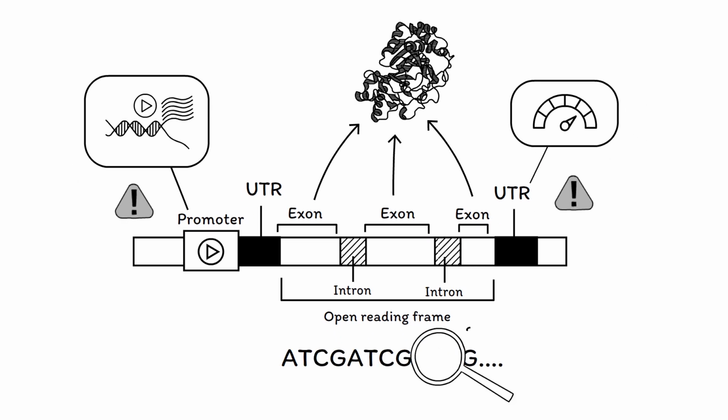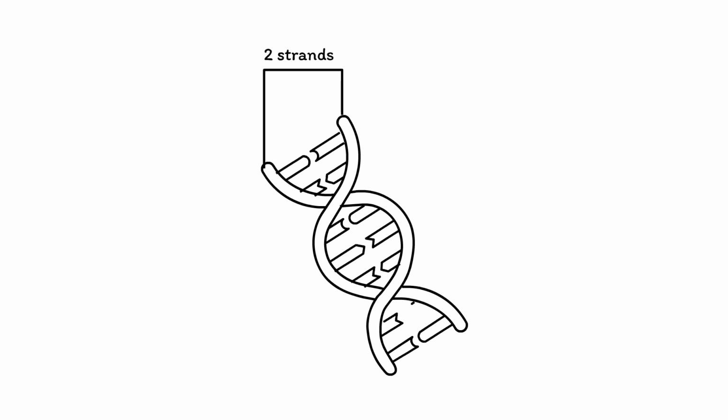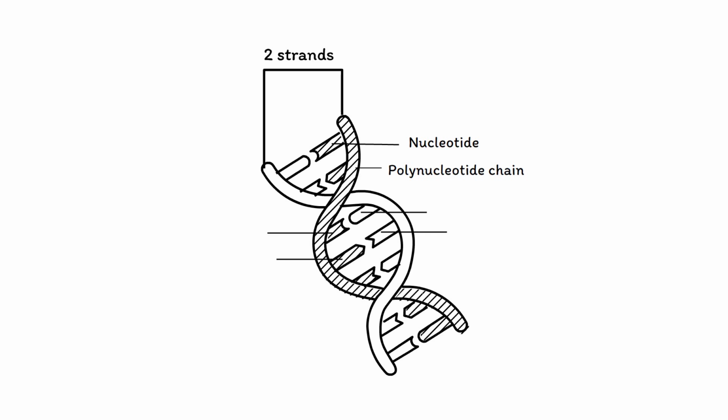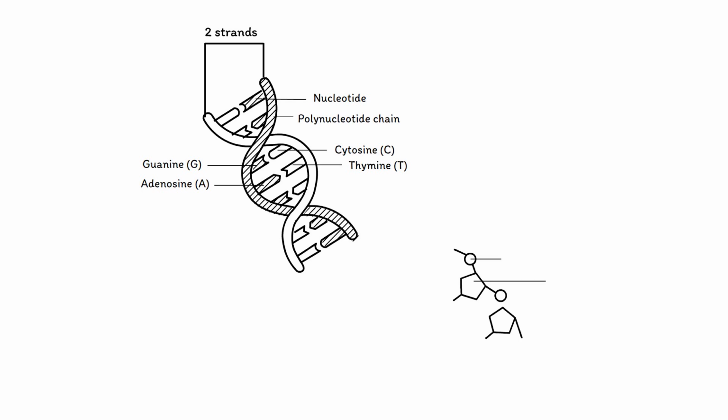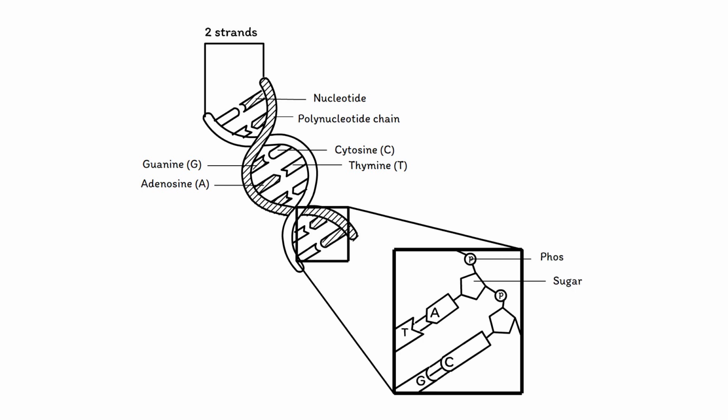So how does this look? Zooming in on the DNA, we actually see 2 strands that coil around each other to form a double helix. Each strand consists of nucleotides that form a polynucleotide chain together. We can distinguish 4 types of nucleotides that each have a different base: cytosine, C, guanine, G, adenosine, A, or thymine, T. All nucleotides also contain a sugar and a phosphate group that attaches one nucleotide to the next through a covalent bond between the groups.